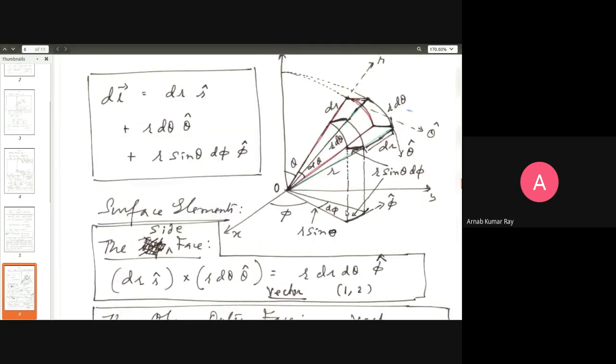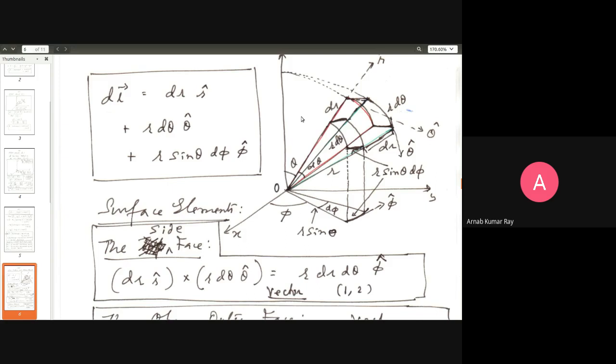This open outer face is very important for many reasons, because if you integrate this open outer face, you will get the full spherical area. So remember, in flux problems, we'll have to calculate the total electric flux coming out through a full spherical surface area.